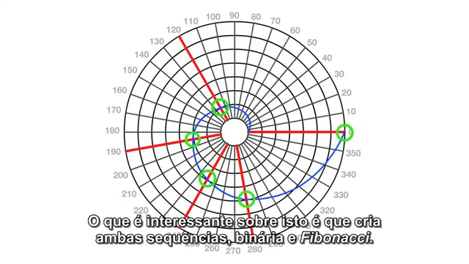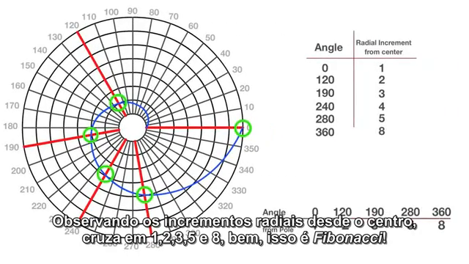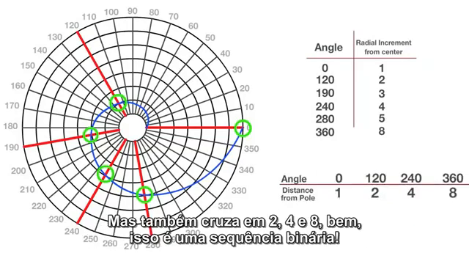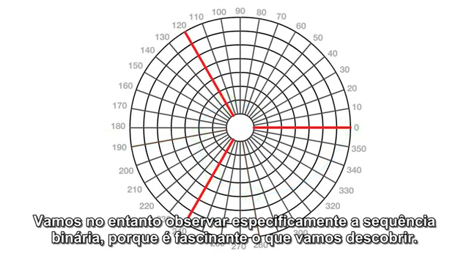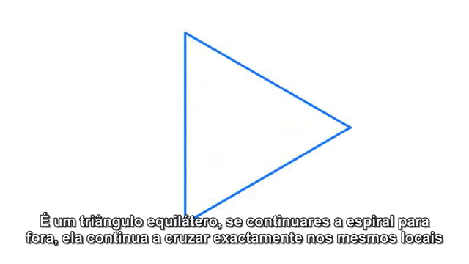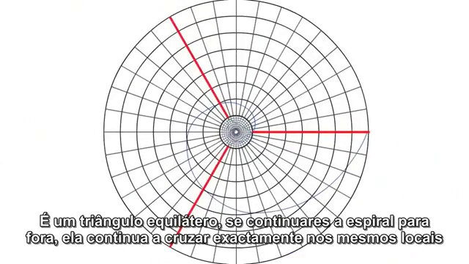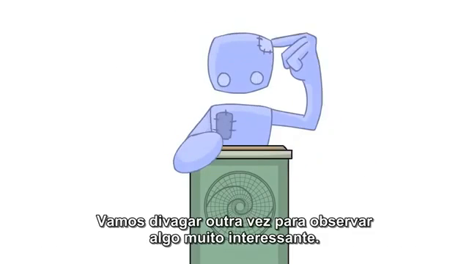What's interesting about this is that it creates both a binary and Fibonacci sequence. Looking at the radial increments from the center, it crosses at 1, 2, 3, 5, and 8. Well, that's Fibonacci, but it also crosses at 2, 4, and 8. Well, that's a binary sequence. We're going to look at the binary sequence in particular though, because what you find is very cool. If you draw lines from the outermost circles on the lines where the binary sequence was formed, you get this image. It is an equilateral triangle. If you continue the spiral outward, it would continue to hit these exact same places and continue to form larger equilateral triangles.